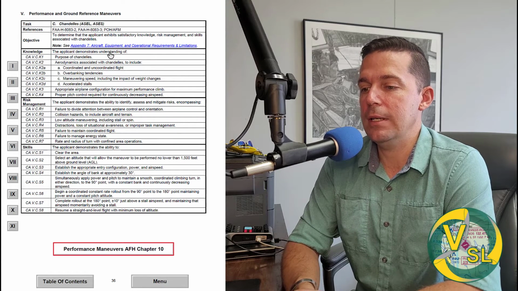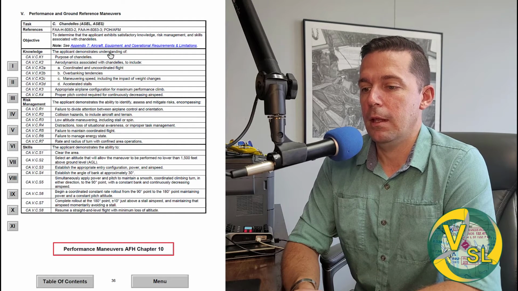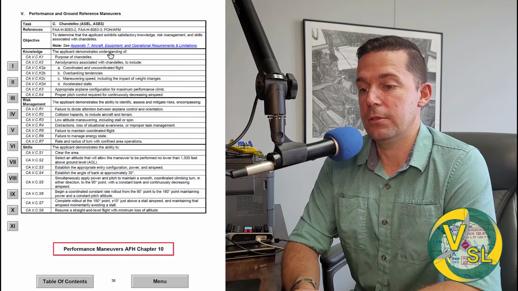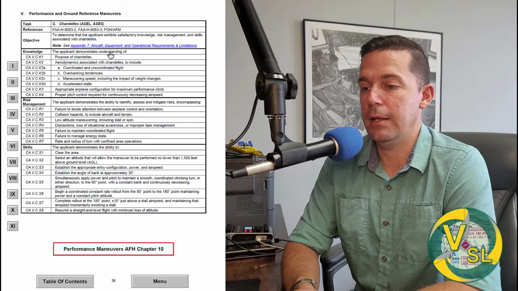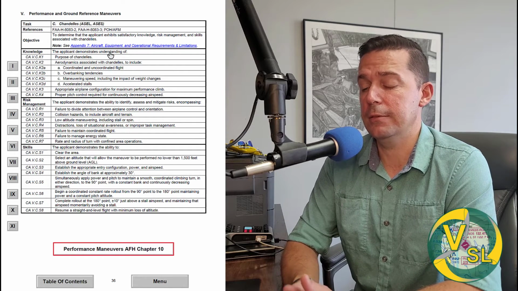Skill 6, begin a coordinated constant rate rollout from the 90-degree point to the 180-degree point, maintaining that airspeed momentarily to avoid stall. And Skill 8, resume straight and level flight with minimum altitude loss. So those are our 8 skills for the Chandelle.